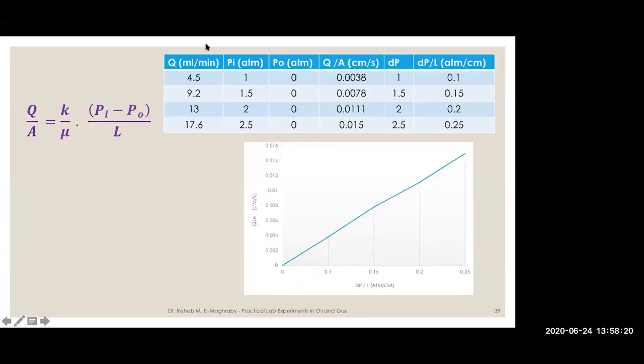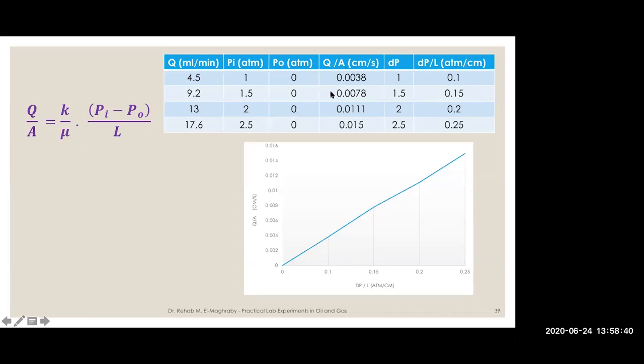So then after you calculate the area, you divide Q over A and put it in this column. Then you will calculate the pressure difference here. Inlet take away exit, it will be delta P. Then divided by length, and put it in the other column.